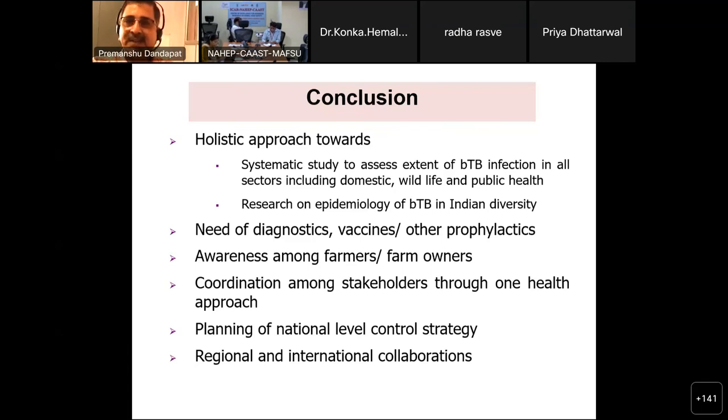We have to coordinate all the stakeholders. We have to make the planning at the national level. Then only we'll be able to control and contain it at the farm level.